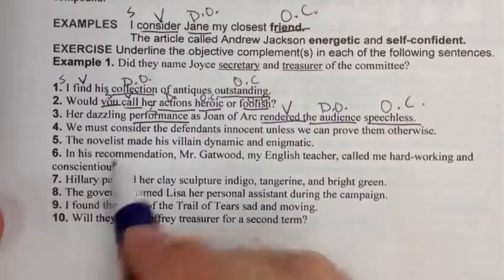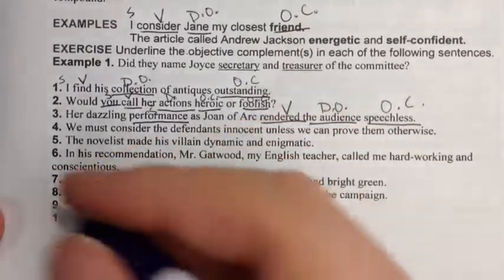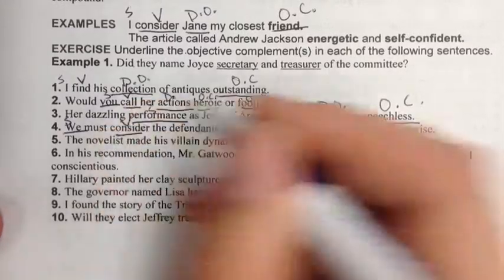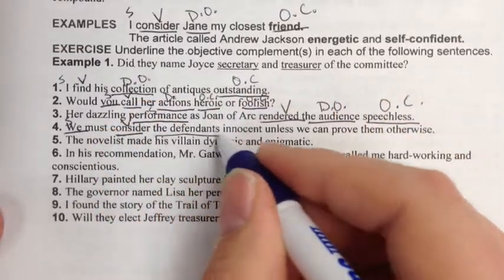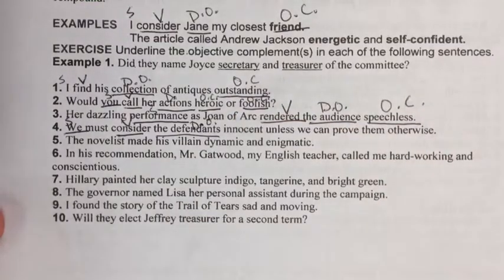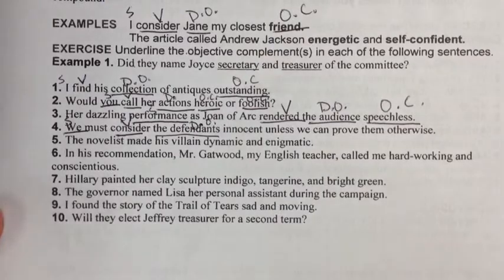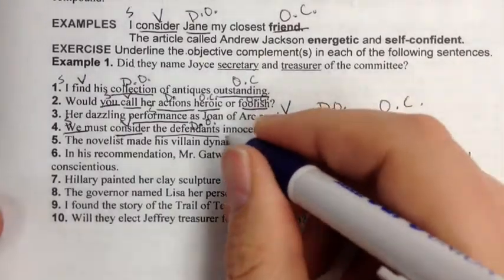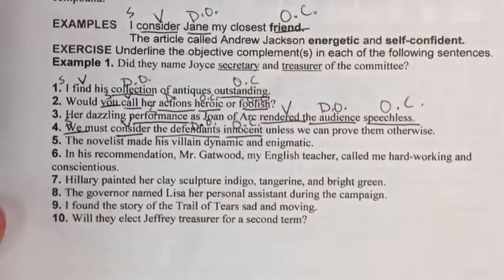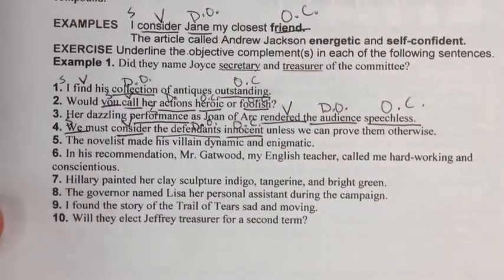Number 4, we must consider. We is our subject. Consider is our verb. The defendants is our direct object. And how must we consider the defendants? How is that action going to be done to the defendants? And the word here is innocent. It's a word after the direct object. It completes the meaning of the verb by explaining how it was done to the defendants.